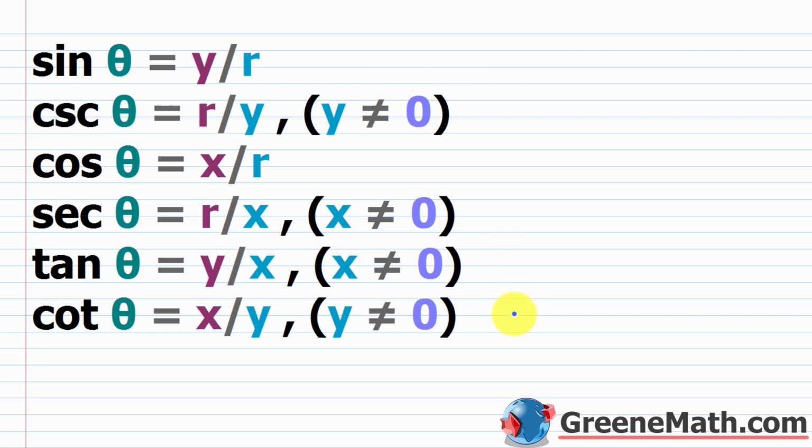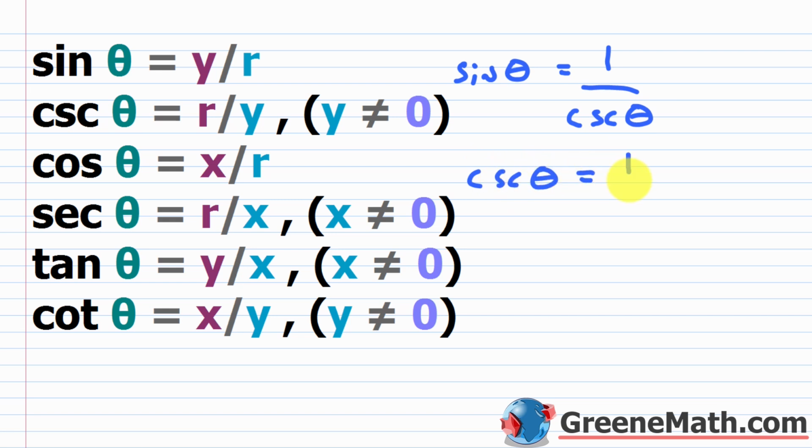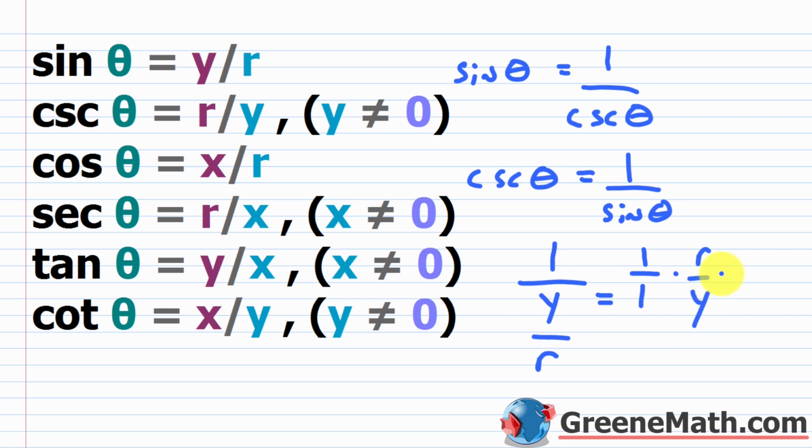So we can say that the sine of theta, okay, is equal to 1 over the cosecant of theta, okay? Then you could also say the cosecant of theta is equal to 1 over the sine of theta. Remember, if you have 1 divided by something, okay, all you're doing is you're ending up taking the reciprocal. So if I had 1 divided by y over r, you could really say this is 1 over 1 times the reciprocal of this guy, so r over y. So this ends up being r over y. Okay, so that's all that is. It's just fancy notation. So let's erase this real quick and let's keep going.